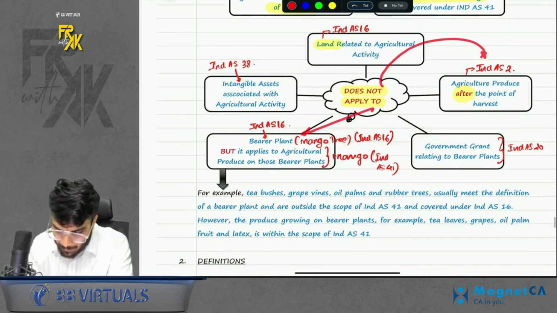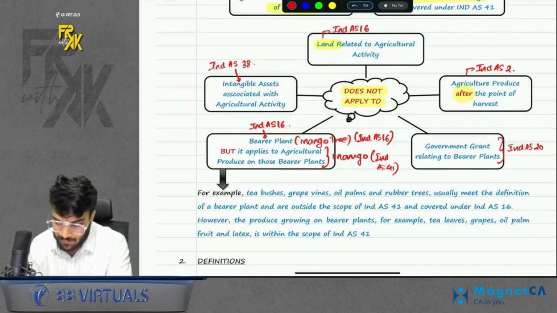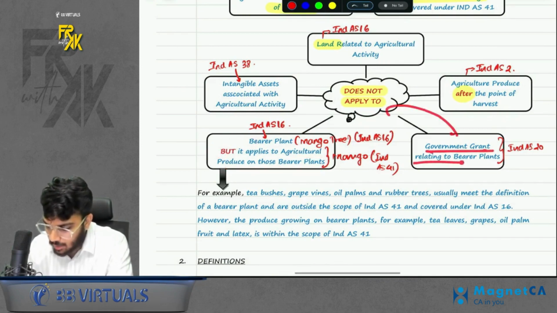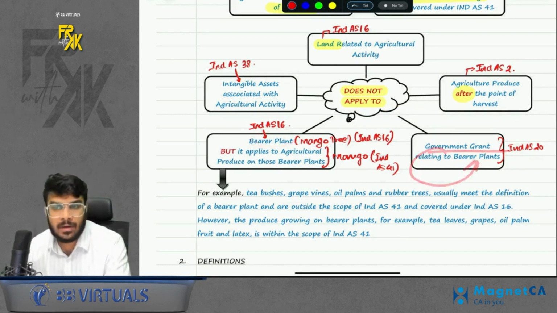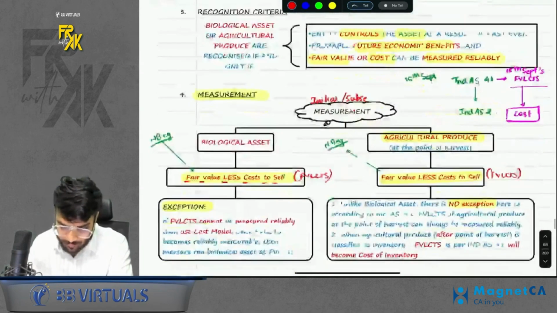It does not apply to bearer plants. We already discussed this. But of course, it applies to the produce from the bearer plant. Also, it does not apply to government grant on that bearer plants, because if bearer plants are not covered in Ind AS 41, even the government grant on that bearer plant will not be covered under Ind AS 41, it will be covered under Ind AS 20, right? So these were the first 2 points.